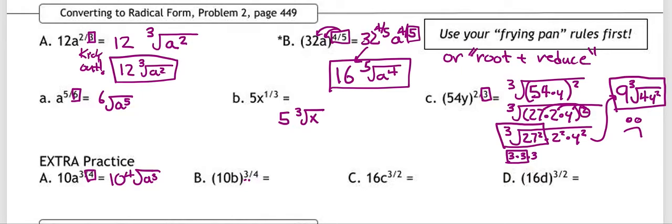Oh boy, so this is going to involve a rewrite here. Again, usually it's best practice to follow the frying pan rules first and then see what happens. Okay, so we're going to have a 10 to a 3/4 times a b to the 3/4. Okay. Oh boy, 10, can you break it down into fourths? I don't think so. B, can you break it down into fourths? Not really, it's got to stay inside the radical.